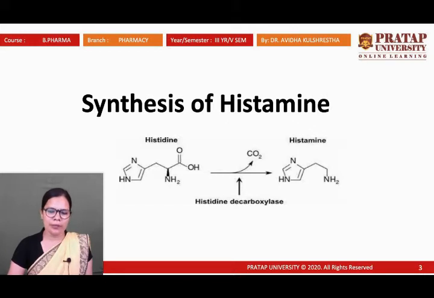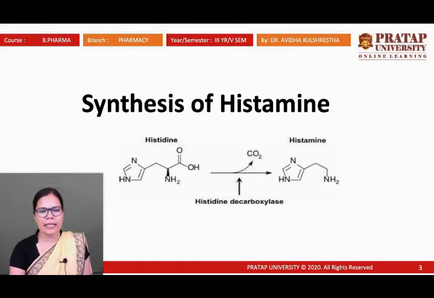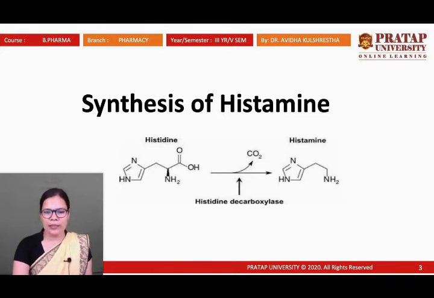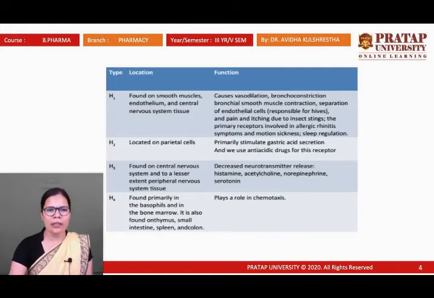We'll discuss many types of allergies. Some are chronic and some are very normal allergies. So this is the synthesis of histamine. Histamine is nothing but the decarboxylation of the amino acid histidine. Amino acids are present in the protein part. So this is a very general, very common reaction.